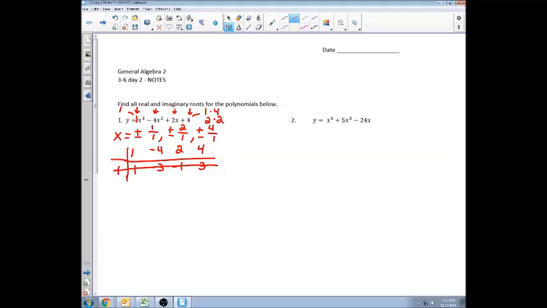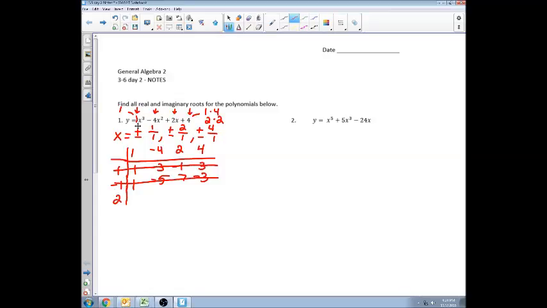Now I go ahead and try -1. Drop my 1. 1 times -1 is -1. -1 minus 4 would be -5. -5 times -1 is +5. Plus 2 would be 7. 7 times -1 is -7. Plus 4 would be -3. And again, that will not work. So I can move on to +2.